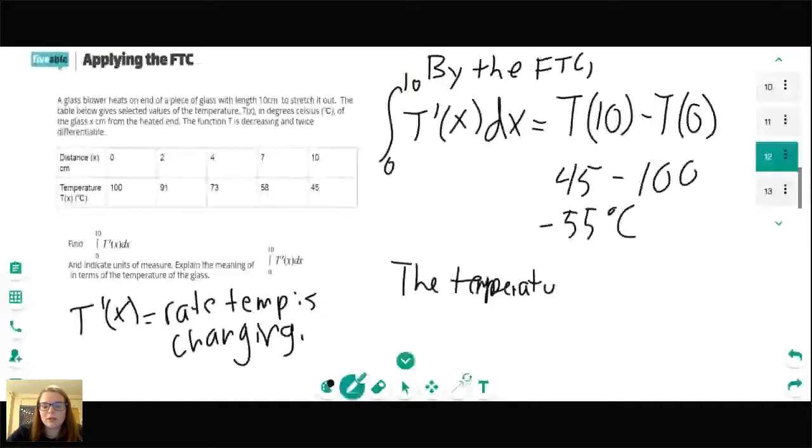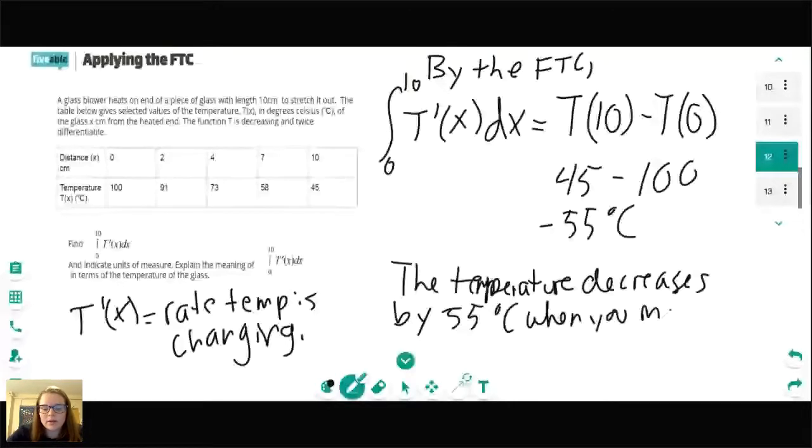Sorry, I'm bad at writing on the board in the classroom too. The temperature decreases by 55 degrees Celsius when you move 10 centimeters away from the heat.